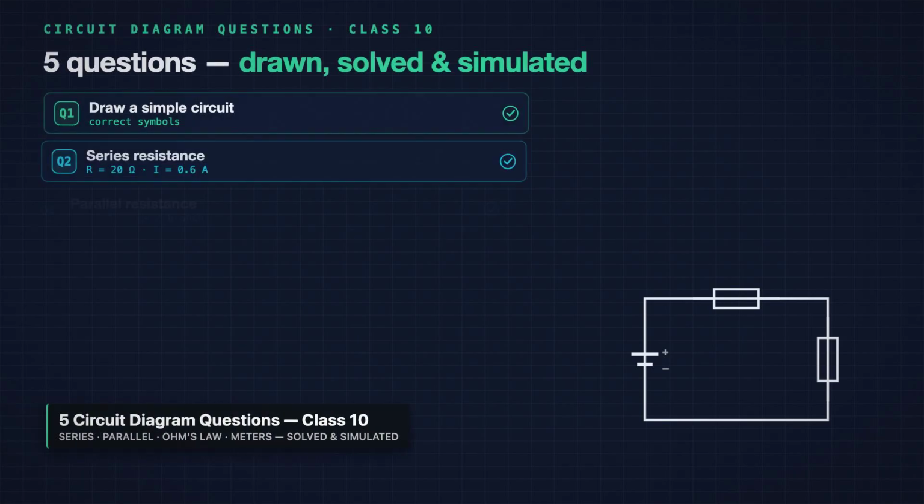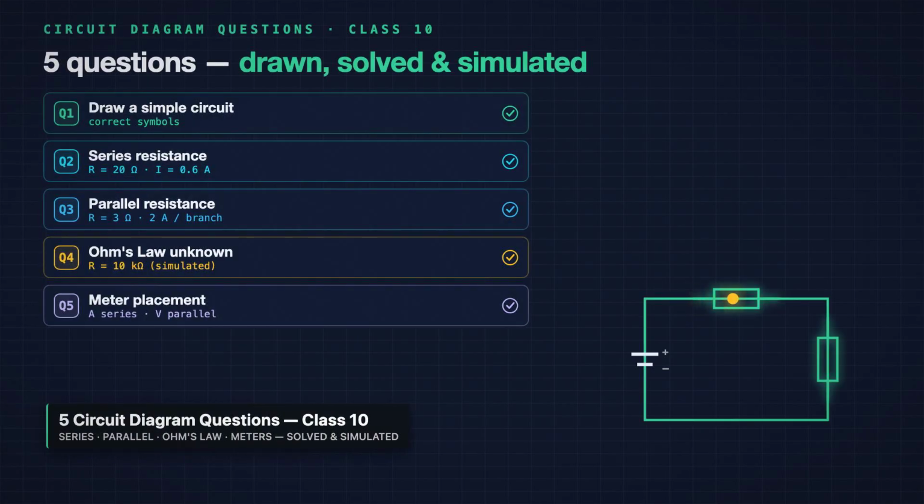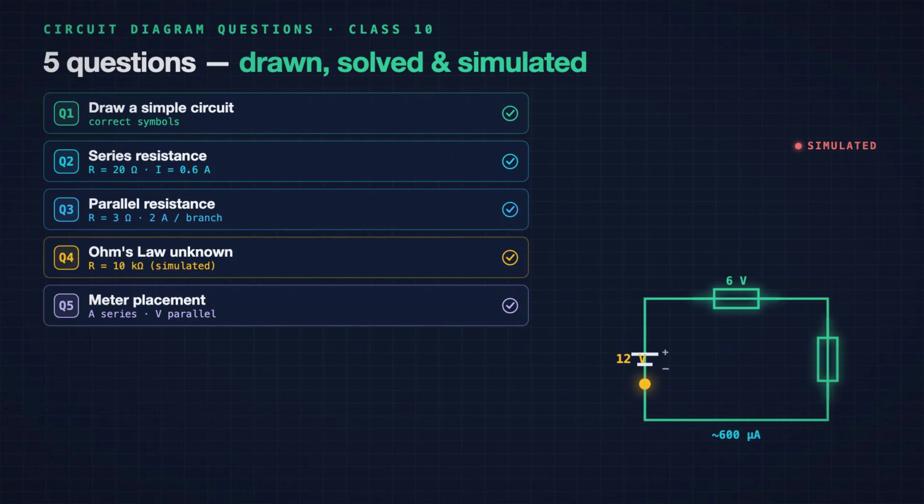These are 5 circuit diagram questions, Class 10, solved. Exactly the kind of circuit diagram questions Class 10 physics loves to ask, and right now the answers are on screen with real numbers on a live circuit. Look, 12 volts here, 6 volts there, a real current flowing around the loop. That's not a guess. That's a simulation proving the maths. Stick with me, and we'll work through all 5.